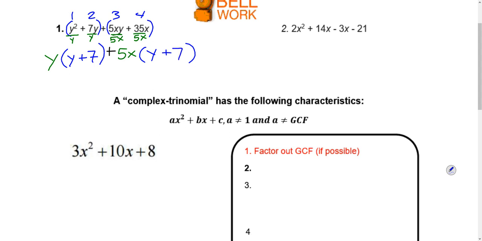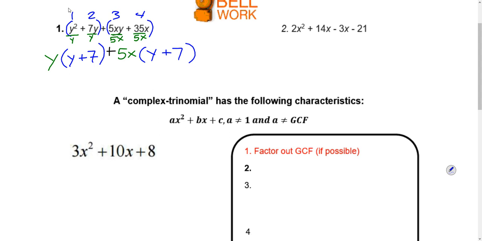Are we on the right track? How can you tell? Yeah, our parentheses match. So the blue parentheses match. If the parentheses don't match, that means that you did the GCF wrong. So that's how you can always tell if you're on the right track.